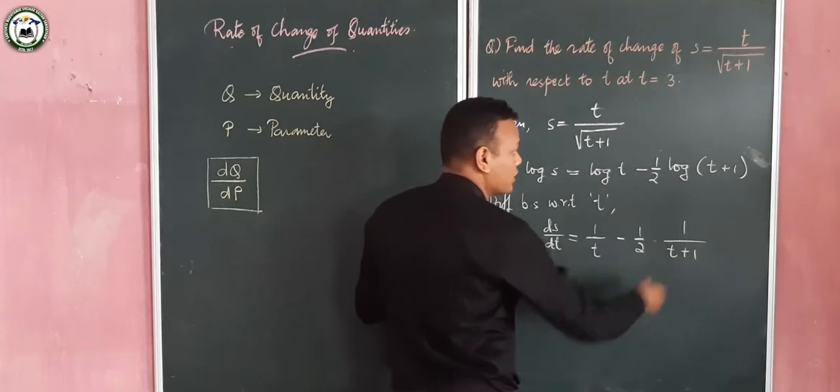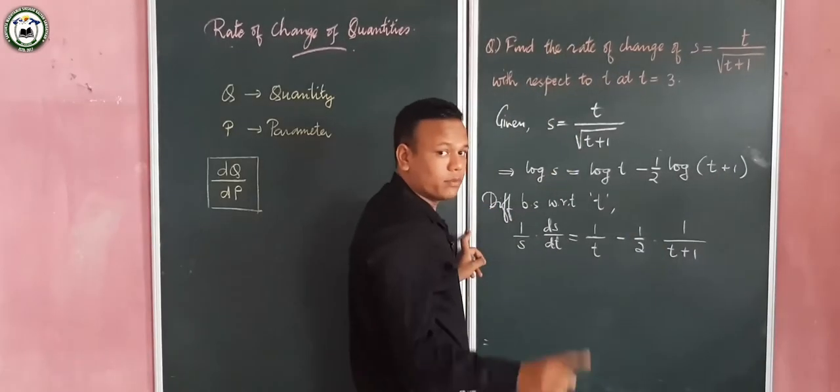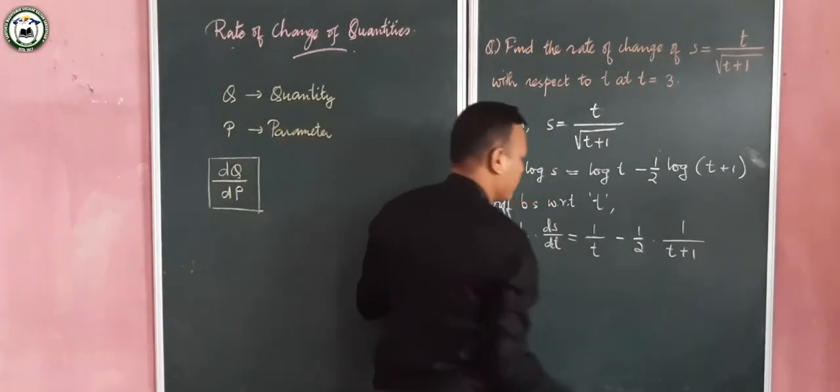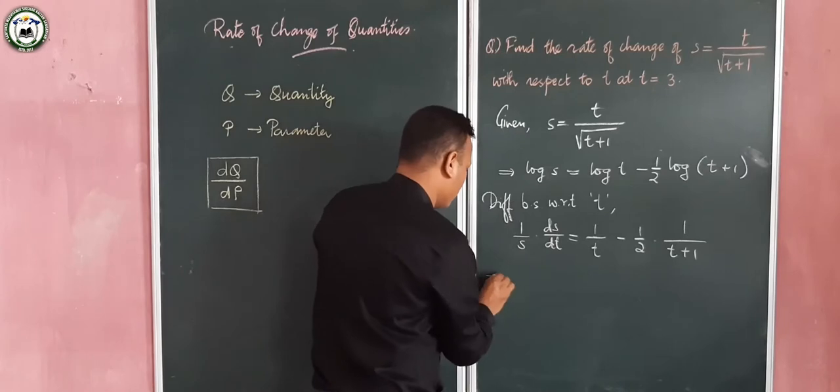अब chain rule ले भन्छ यसलाई पनि differentiate गर्थ्यो. So t plus 1 को differentiation कति हुन्छ? It will be always 1. So त्यो 1 पनि मैले यहाँ लेख्नु परेन. Okay, now from here, what is ds by dt?